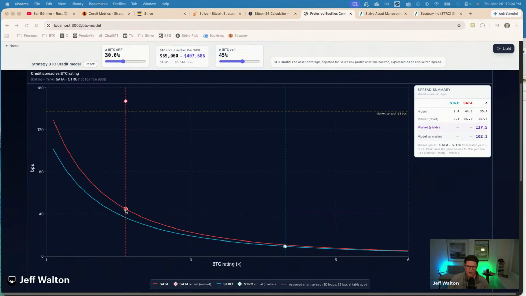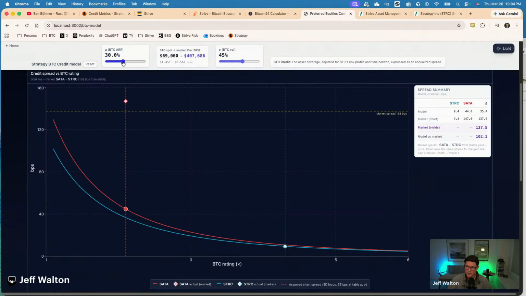Now, what the market is showing is that the credit spread between the two is 137 basis points. So there's a delta. What the market is saying right now is there's a delta of 102 basis points between the mathematical model that Strategy has on their website and what the market is showing. Now, why is that? Good question. And we're all trying to figure it out at the same time.